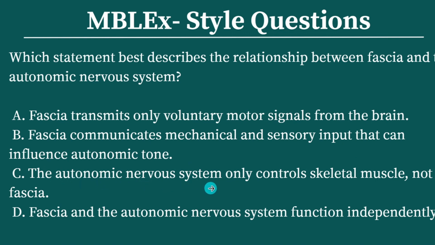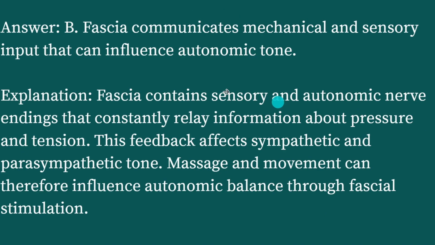C, the autonomic nervous system only controls skeletal muscle, not fascia, which is not true. There are also sensory neurons that affect the autonomic system. And then D, fascia and the autonomic nervous system function independently, which is not true. So I like B the best.